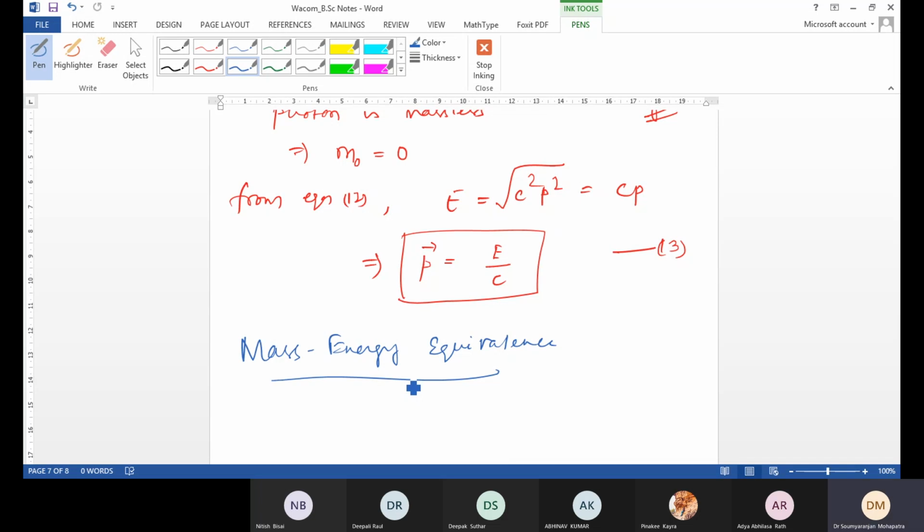That is photons, these quarks, or usually the quarks are the building blocks of protons and neutrons.